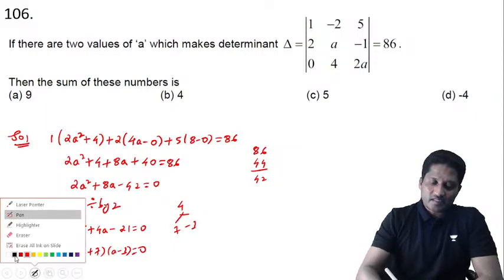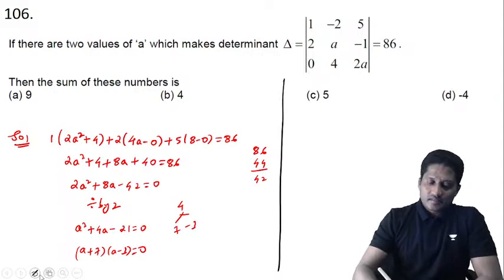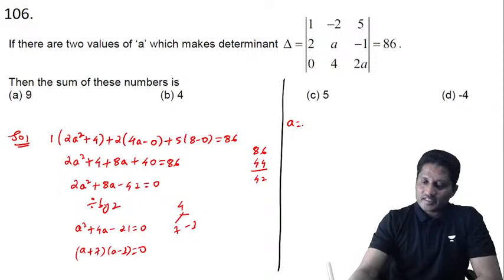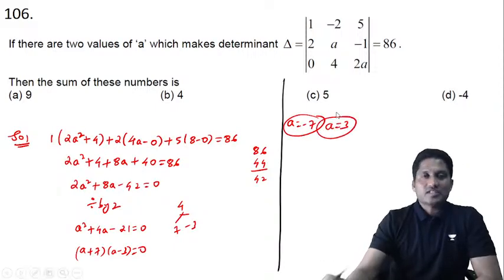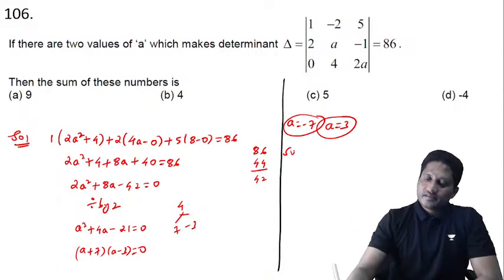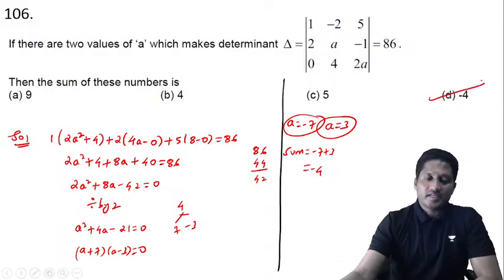So if I expand this, you get a is equal to minus 7 and a equal to plus 3. It is asking what is the sum of the values of a. Sum is equal to minus 7 plus 3, which is equal to minus 4. Right, answer is option D.